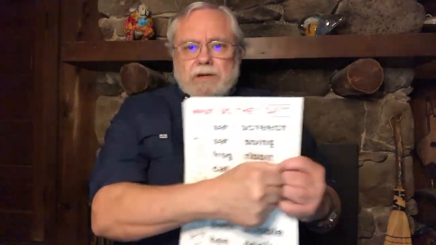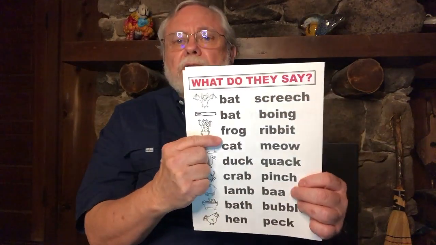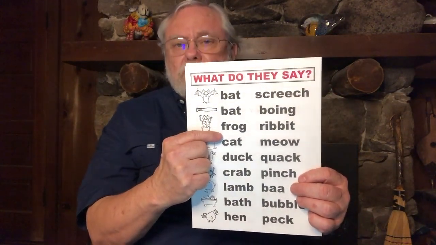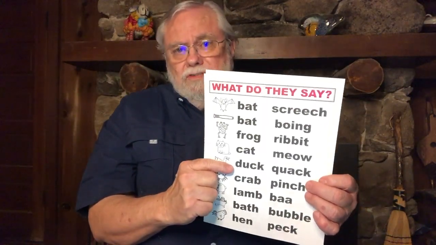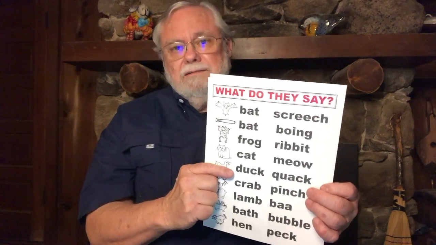And if Chauncey had a bat, and the bat's going boing, boing, boing, Chauncy Chipmunk's bat's going to do what? Choing, choing, choing. And if his frog is going ribbit, ribbit, ribbit, what's Chauncey's frog going to do? Chibbit, chibbit, chibbit. And if his cat's going meow, what's Chauncey's cat going to say? Cheow. And if his duck's going quack, what's Chauncey's duck going to say? Chack. So we can do a lot of playing with Chauncey's sound.